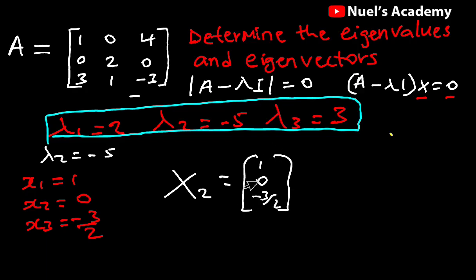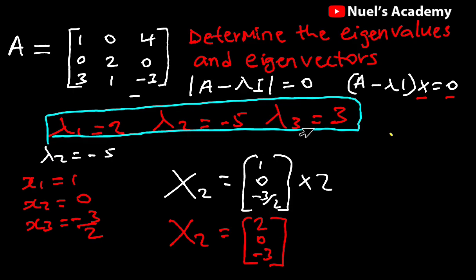Now I'm going to multiply everything here by 2 to clear this fraction. So we have that the eigenvector when lambda is equals to negative 5, that is lambda 2, is equals to 1 times 2 is equals to 2, 0 times 2 is equals to 0, minus 3 over 2 times 2 is equals to minus 3. And so this is the answer. Let's solve for eigenvectors when lambda is equals to 3, that is lambda 3.